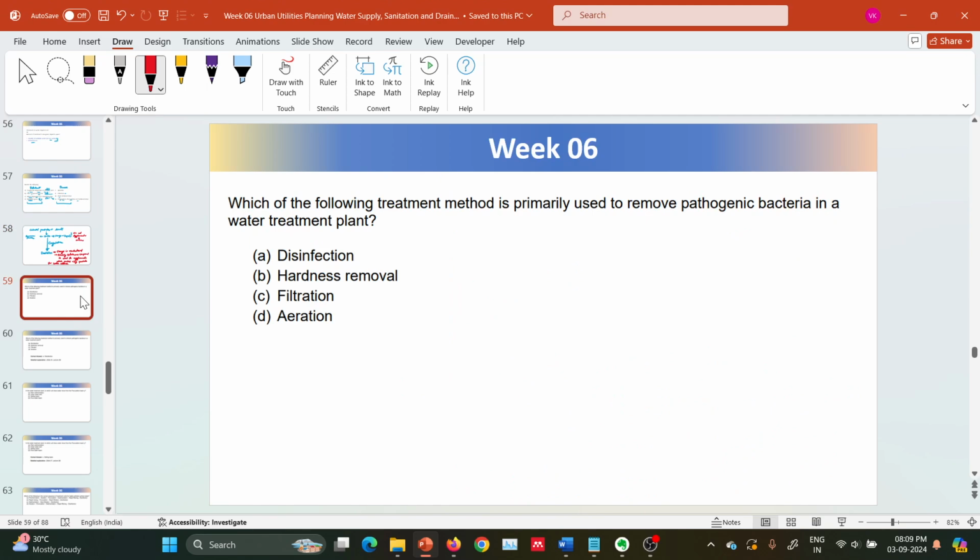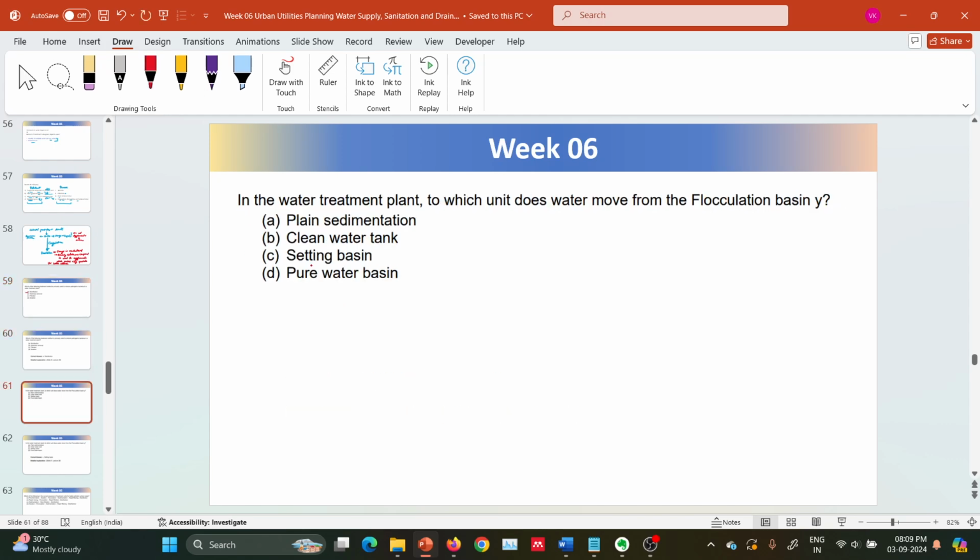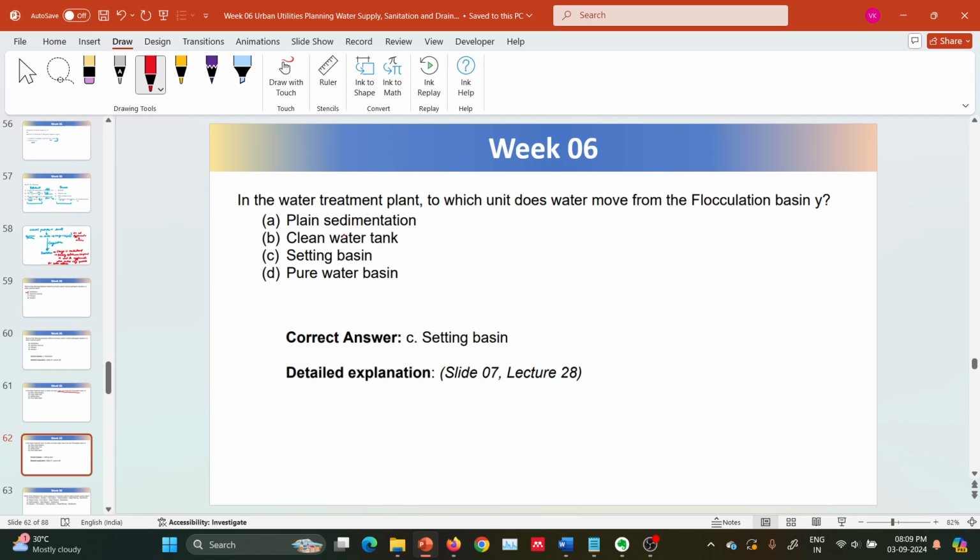Which of the following treatment methods is primarily used to remove pathogenic bacteria in the water treatment plant? This is disinfection. In a water treatment plant, to which unit does water not move from the flocculation basin? Answer is settling basin.